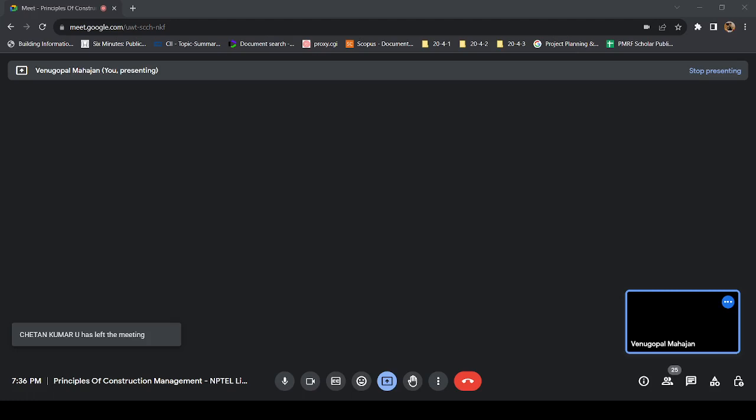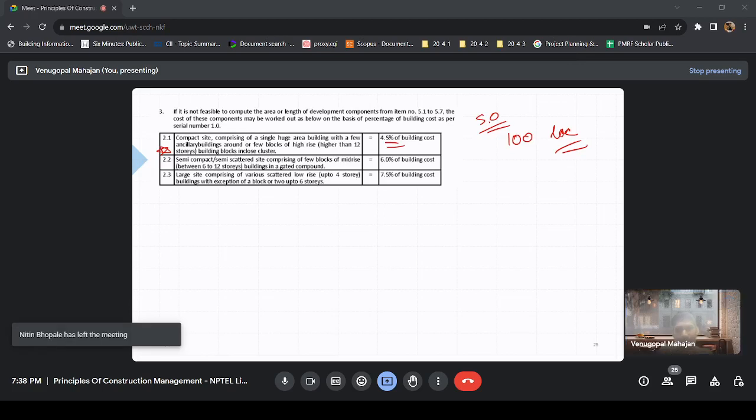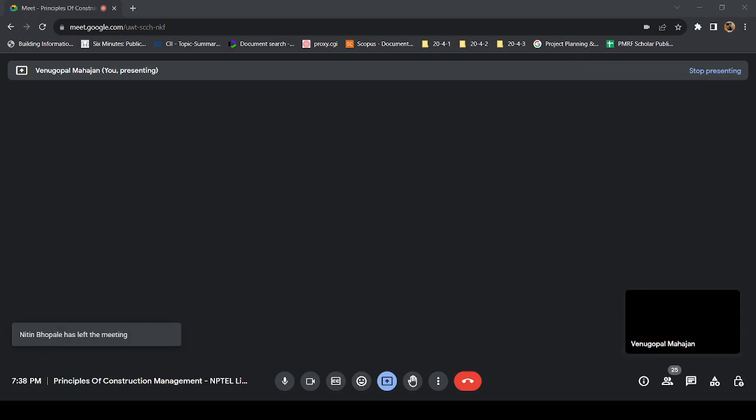It is just a preliminary estimate, right? So you have been provided with some values. Okay, let's say we have got a compact site consisting of a single huge area building, 4.5% of building cost. It was 2260, right? Yes, sir. So how much does it become? Let's say 100 lakh, right? That is your development cost. Yes. Okay, so what is your total building cost now?